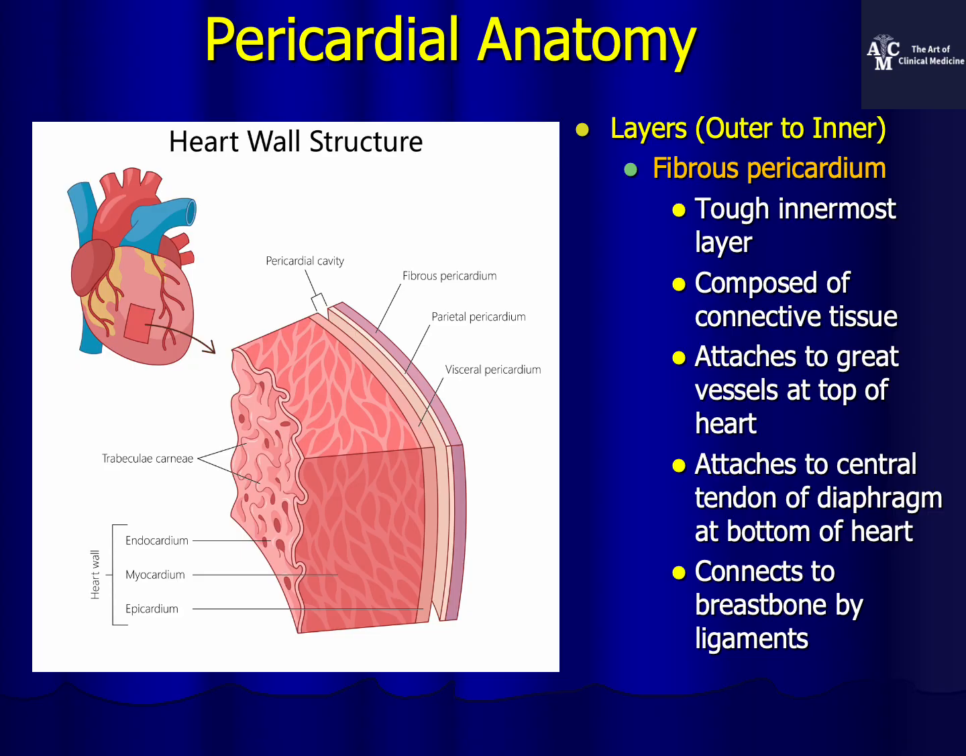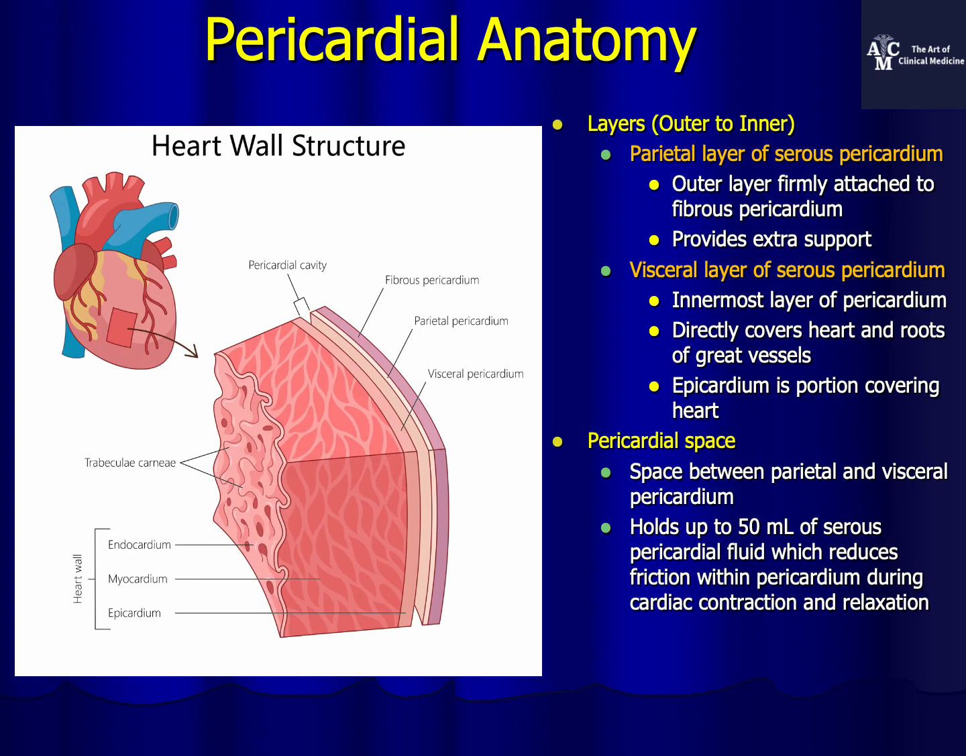The pericardium has layers from outer to inner. It has the fibrous pericardium, which is the very tough outermost layer, has some connective tissue and attaches to great vessels at the top of the heart, all the way down to the central tendon of the diaphragm at the bottom of the heart. This is also connected to the breastbone by ligaments. This figure also shows some of the heart wall, including the endocardium, myocardium, and epicardium, that is underlying the pericardium.